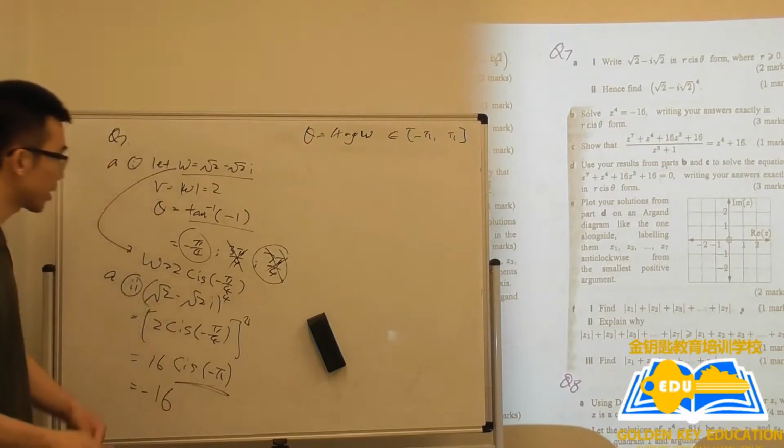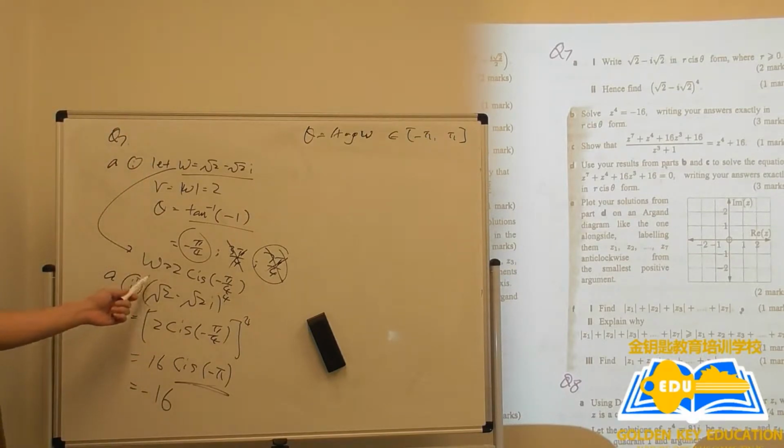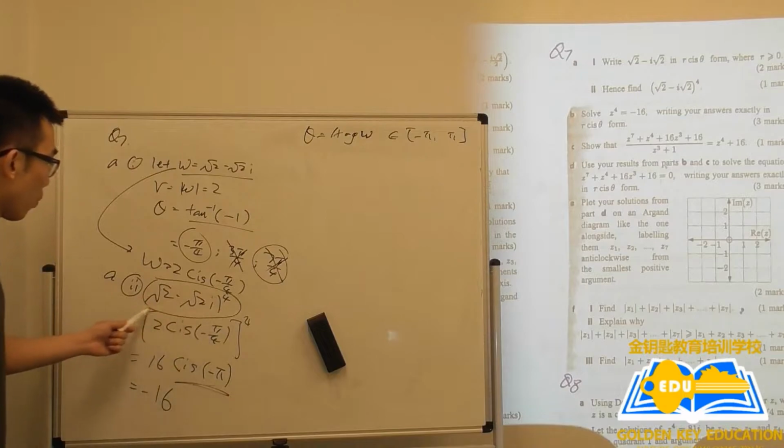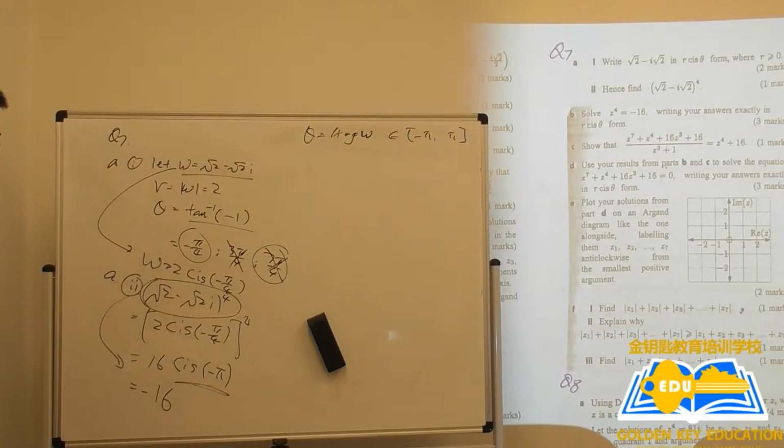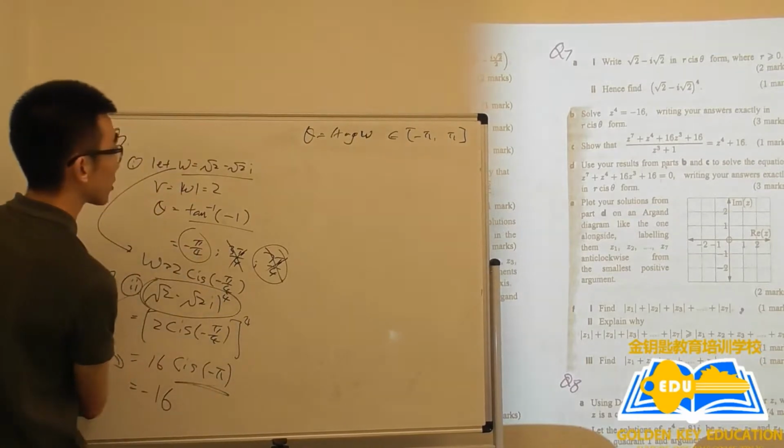Alright, so basically root 2 take root 2i to the power of 4 is a pure real number of negative 16. And question b, here.